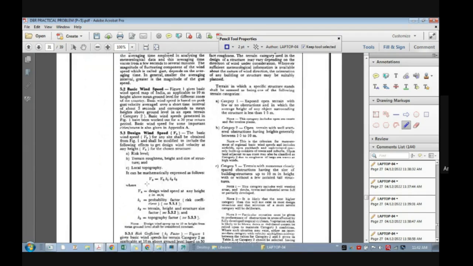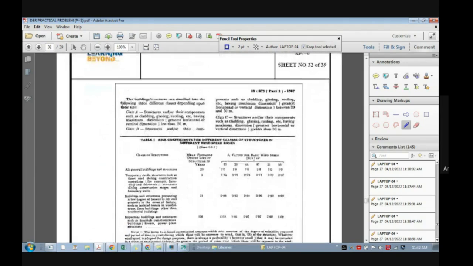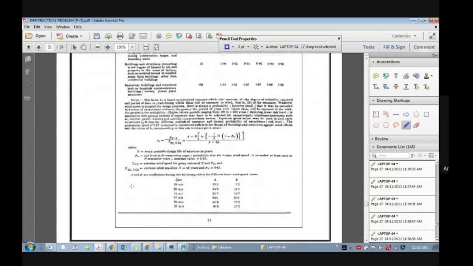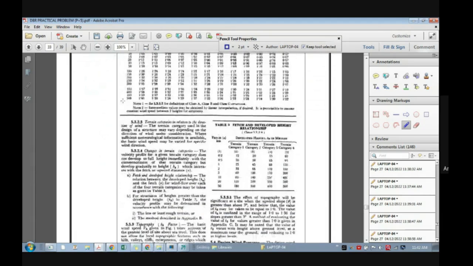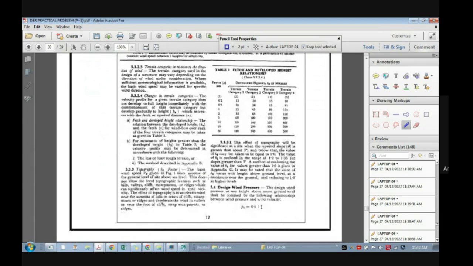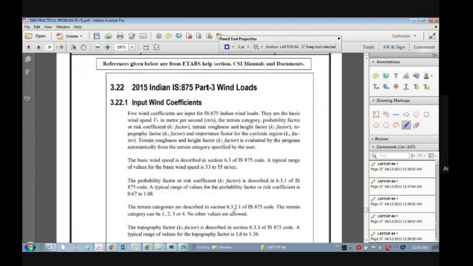This is the wind speed calculation. These are the K2 factors given in this table. And this is the pressure calculation, design wind pressure. So there is no doubt in this.